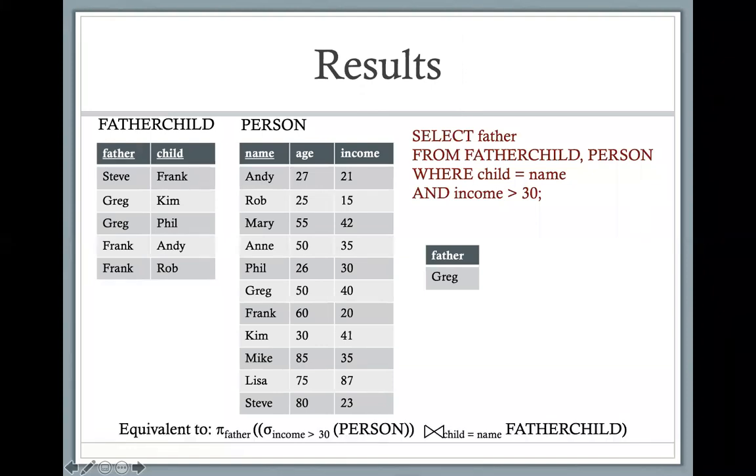So this is equivalent to what in relational algebra? I have select where income is greater than 30 from person. That will give me only the people who make more than 30K. And then I join the selection over person with father-child, such that child is equal to name, and then project the name of the father. Okay, good.